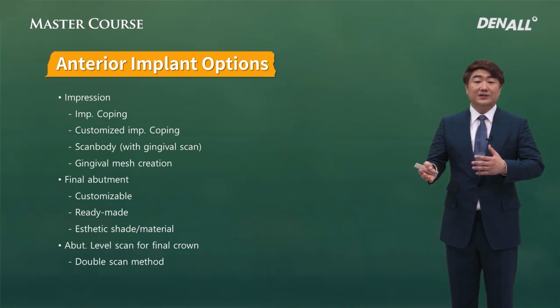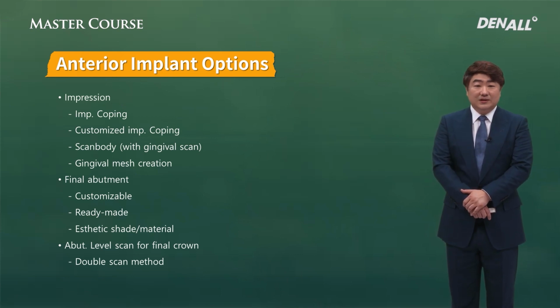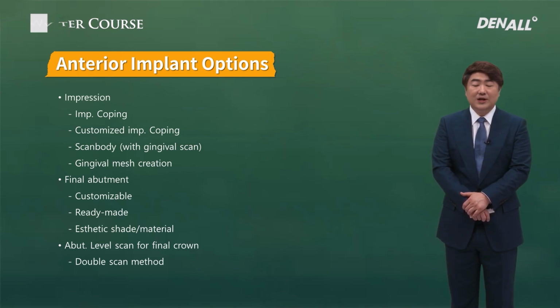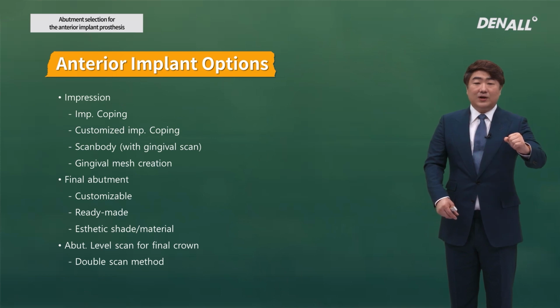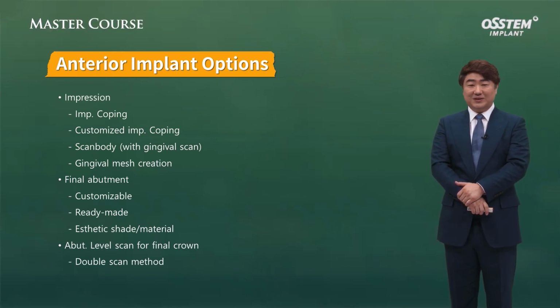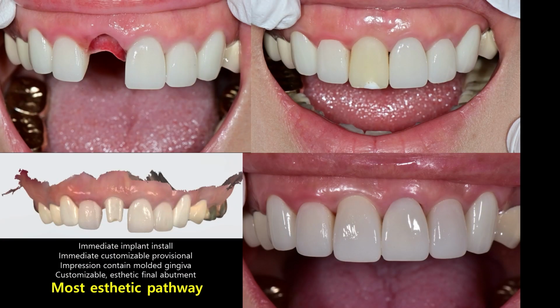And for the final impression, it's better to do it at the bottom level, and if possible, you can minimize gingival steps by doing it with scanning. At that time, you do an ultimate level scan, and what you scanned outside the oral cavity, you do two times. In other words, a double scanning method is better. So if possible, immediate loading and an immediate temporary needs to be created and molded, and the running room is imitated so that aesthetic materials and a customizable final abutment can be used. That is the most aesthetic pathway.